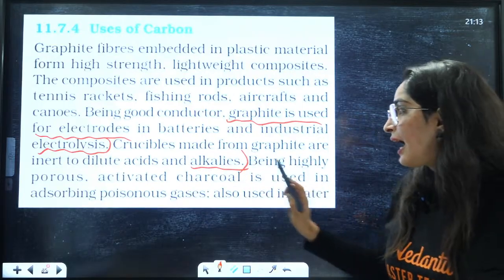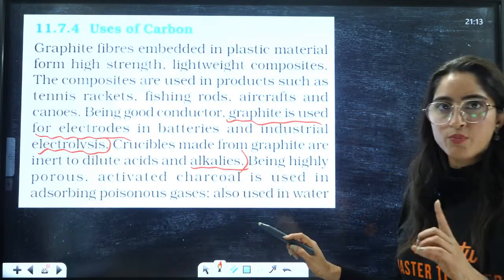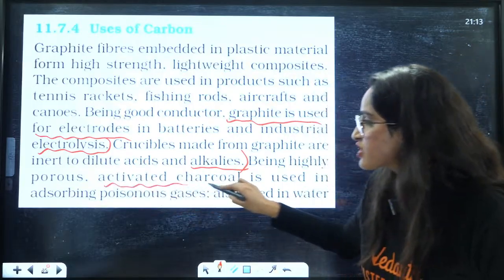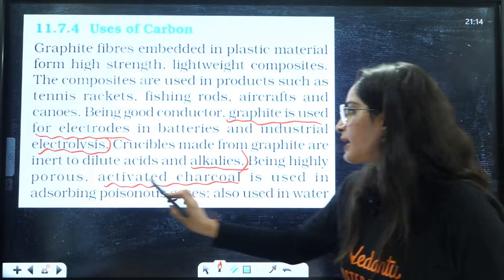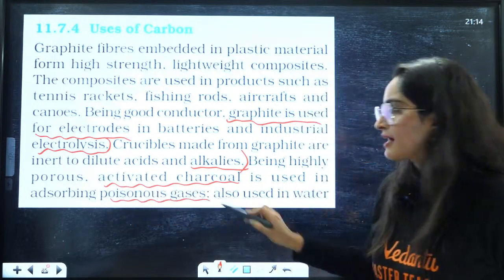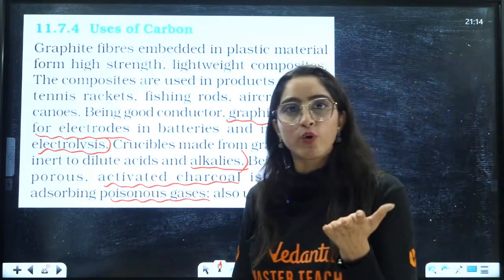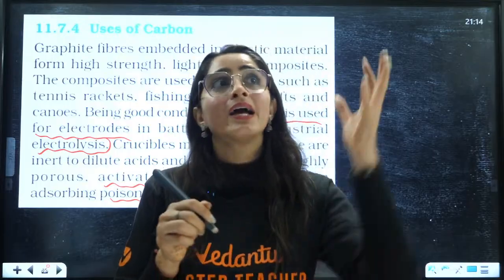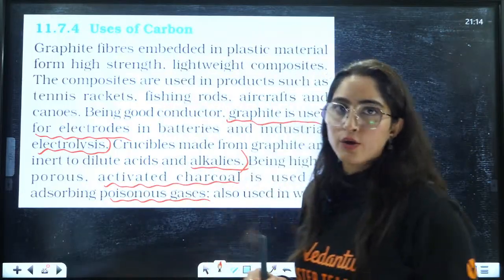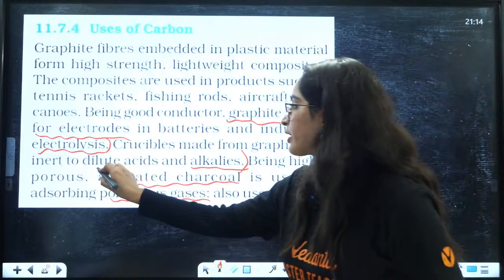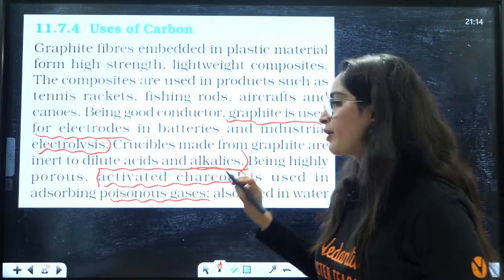Then we have, being highly porous, activated charcoal. Now this is important. Activated charcoal, right? This is used as a catalyst, okay? It is used in absorbing poisonous gases. Activated charcoal has pores in it. That is why to absorb the toxic gases, activated charcoal is used. This is also a very important point for you.